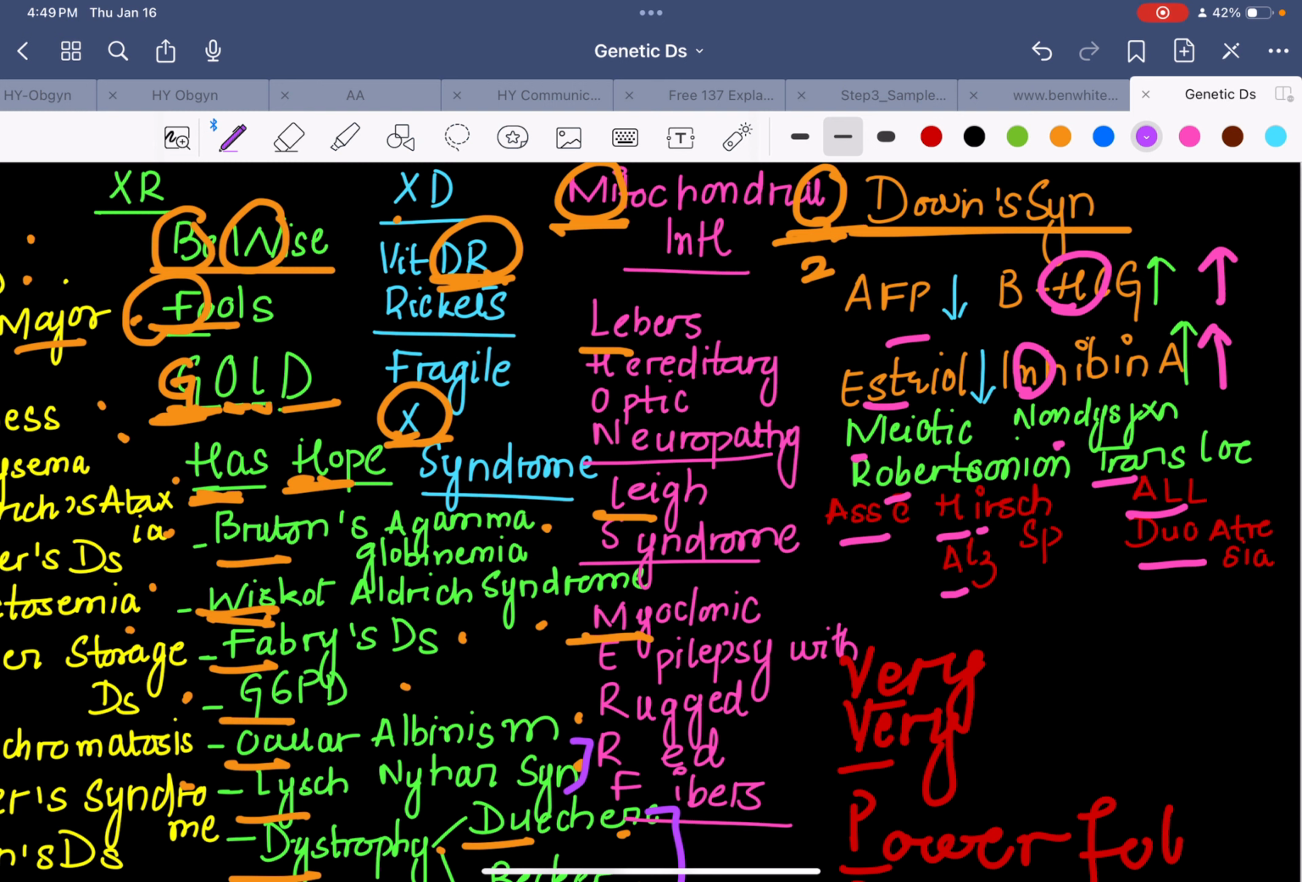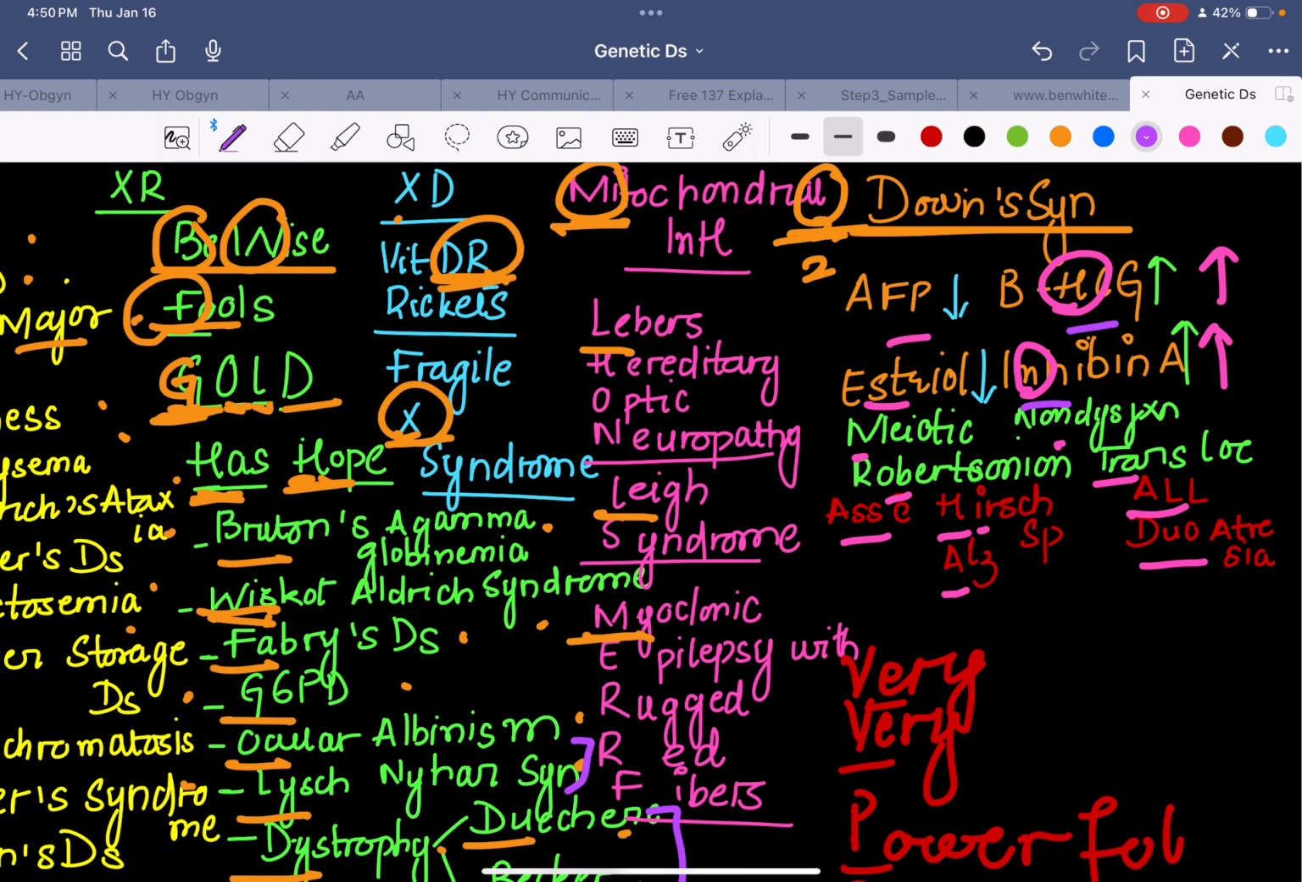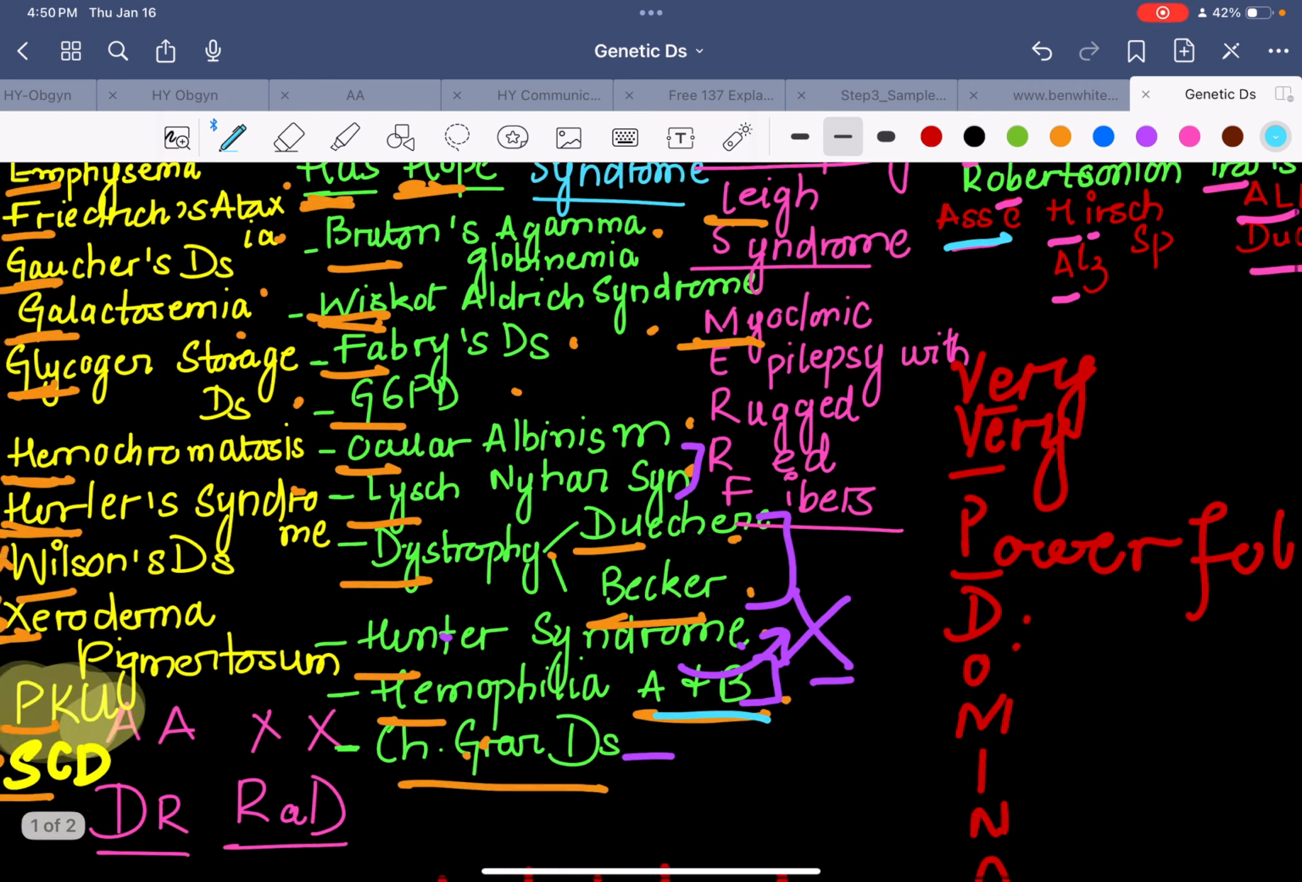Then for Down syndrome, we memorized that two things that go up are beta HCG and inhibin because they both have the letter H in them, whereas those that don't have the letter H go down, which is alpha fetoprotein and estriol. And then the majority of cases are in elderly women who are 40 plus with meiotic non-disjunction, whereas in only 1% of the cases it is due to Robertsonian translocation. And Down syndrome is associated with Hirschsprung disease, Alzheimer's, ALL, along with duodenal atresia.